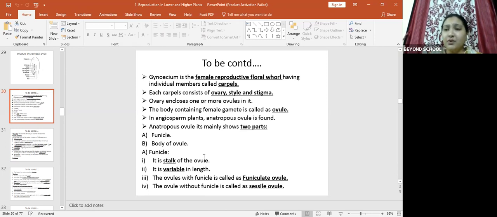Now, some ovules have a funicle, and some ovules don't. The ovule which has a funicle, we call a funiculate ovule. And the ovule which is without a funicle, we call a sessile ovule.